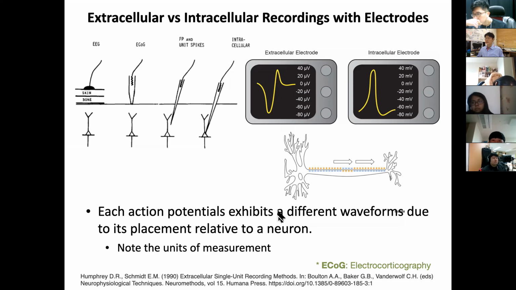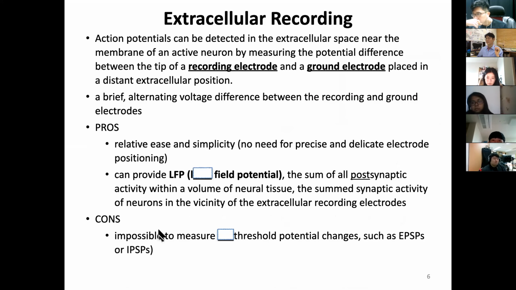Each action potential exhibits a different waveform due to its placement relative to a neuron, so the shape is really characteristic of a specific neuron. In extracellular recording, action potential can be detected in extracellular space near the membrane of an active neuron by measuring the potential differences between the tip of a recording electrode and a ground electrode. Where do we put the ground electrode? It's far from the extracellular position. So what we observe is a brief and alternating voltage difference between the recording and ground electrodes.